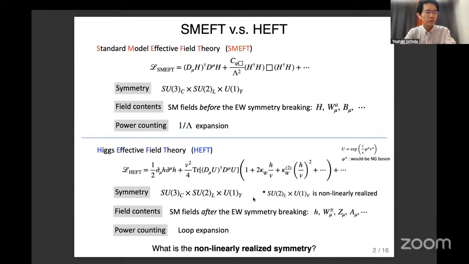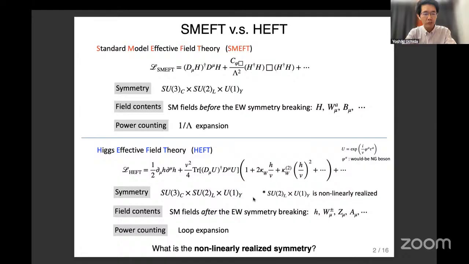Okay, so let me start today's talk. Today's talk is about effective field theory. Let me start by introducing the two representative EFTs composed of the standard model fields. And yes, please interrupt me anytime if you have some questions.